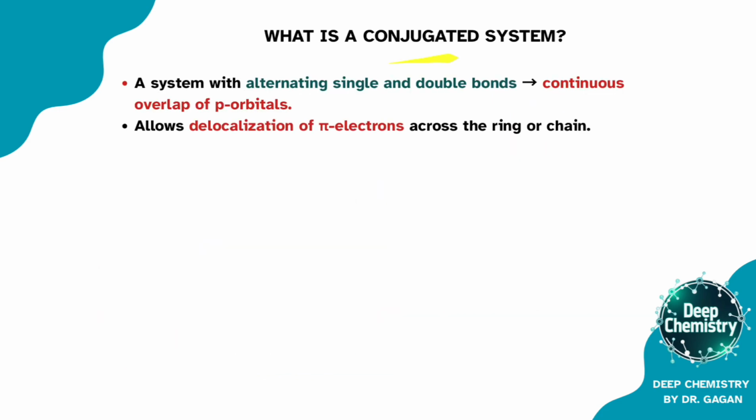It means alternating single and double bonds: one single, second double, and so on. That creates continuous overlap of p orbitals. Electrons can move freely, which we call delocalization.